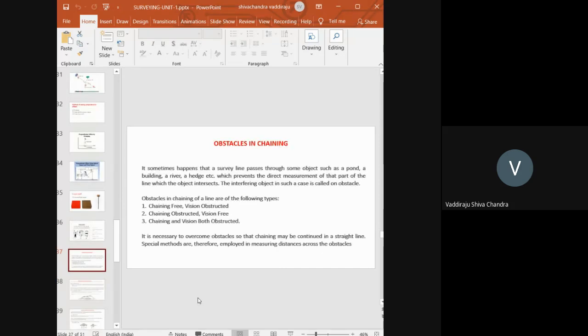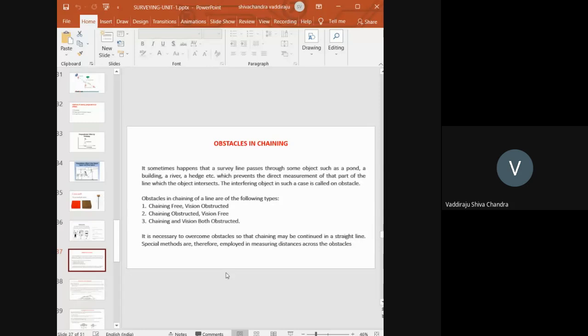Okay. This is obstacles in chaining. This is actually not in your syllabus, but it is very much important when you are doing any surveying technique using chain surveying. What is an obstacle? There are three possibilities. In the first, chaining is free but vision is obstructed. Chaining is free means you are able to use the chain for doing the measurements in the field, but vision is obstructed. The same case as indirect ranging, you are not able to see the other point.